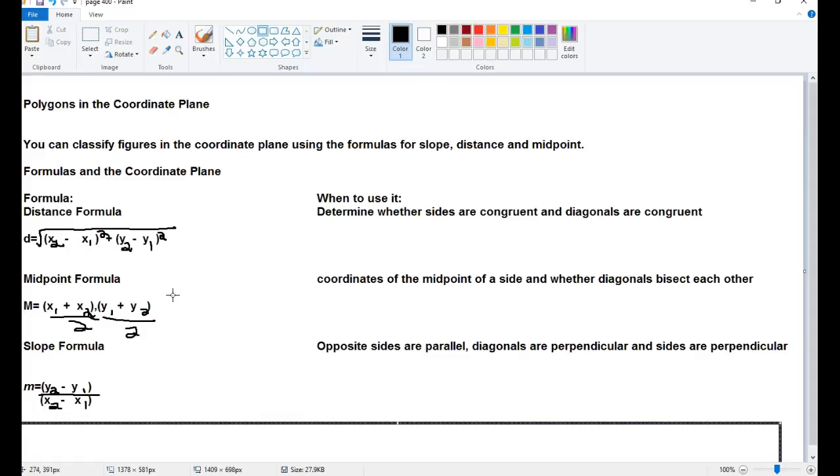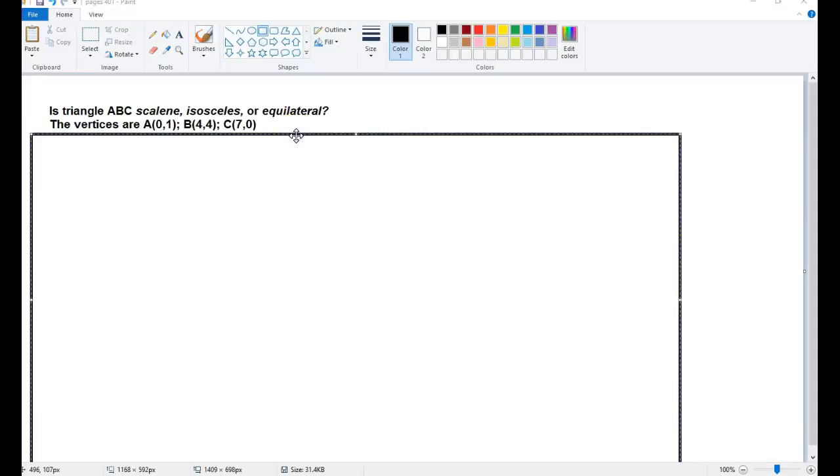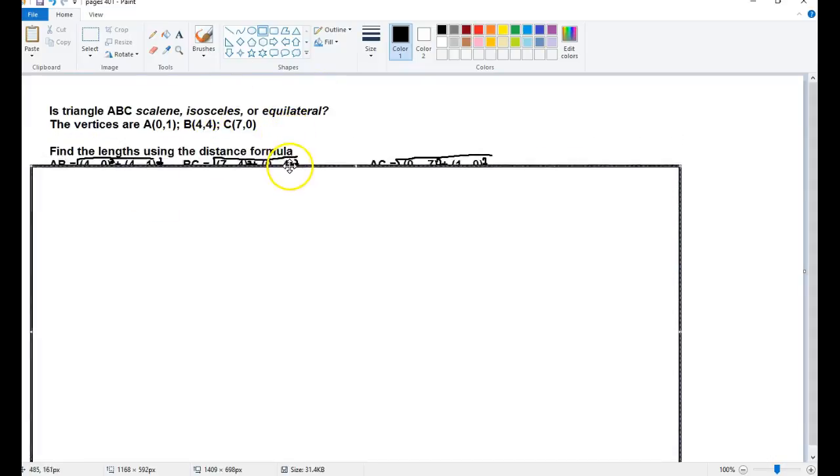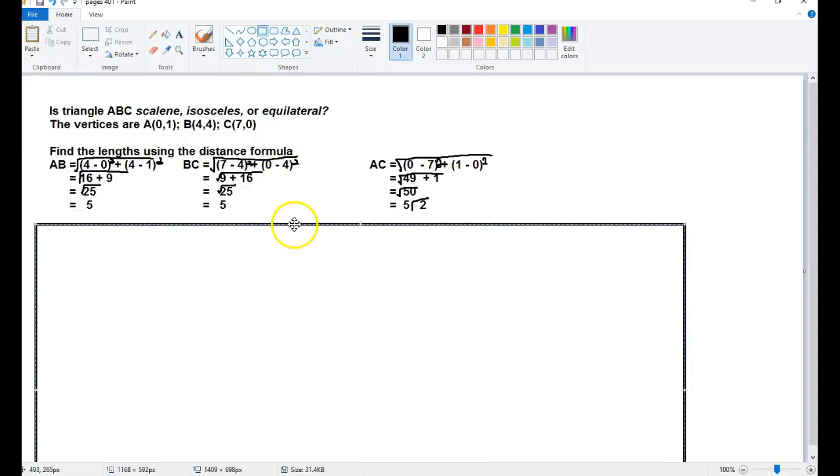Okay, so next we're going to go into a couple of different questions on when and how to use these. For this one, I don't have a picture, but we don't need a picture. We're given a triangle with these three coordinates: A (0, 1), B (4, 4), and C (7, 0). We're asked, is this triangle going to be scalene, isosceles, or equilateral? We only need to know about the sides, so we're going to be using the distance formula for all of these.